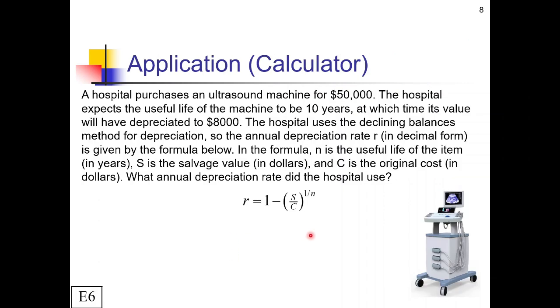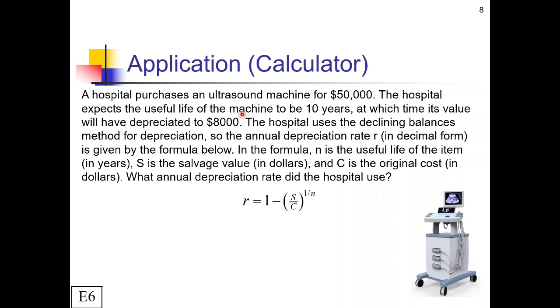For our final boss battle question here, we're going to do one more involving some fractional exponents, as you can see in the formula here, and we're going to throw a little real-life sort of thing in there. So let's say we have a hospital purchasing an ultrasound machine like one of these for $50,000. I'll bet it actually costs more at this point, but whatever.